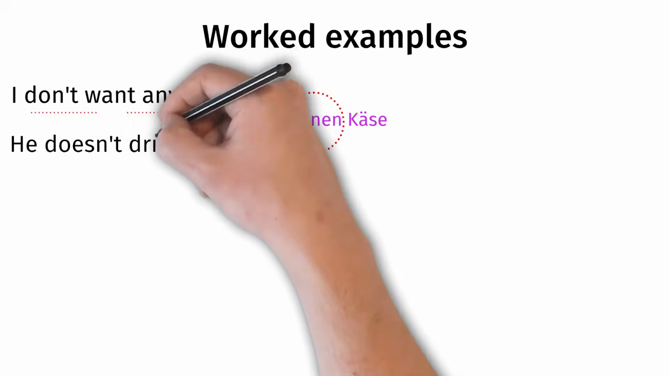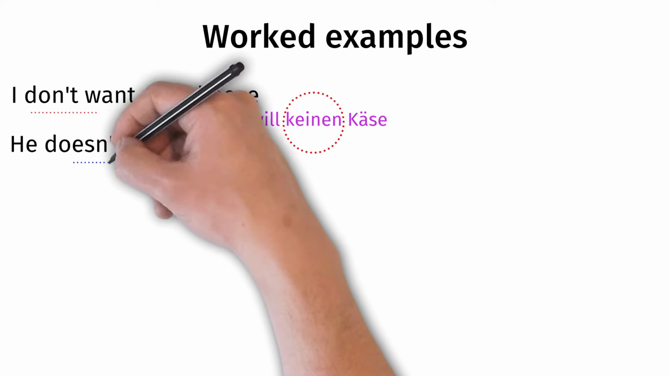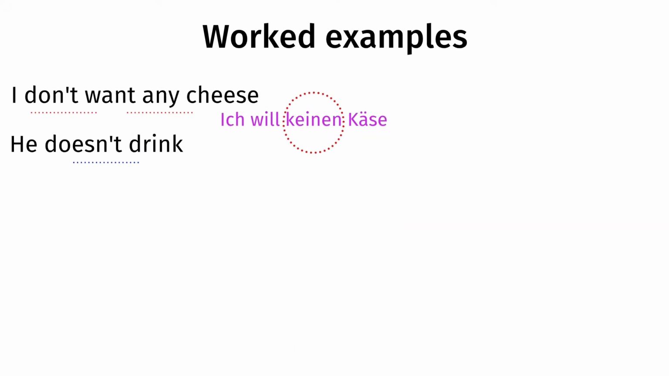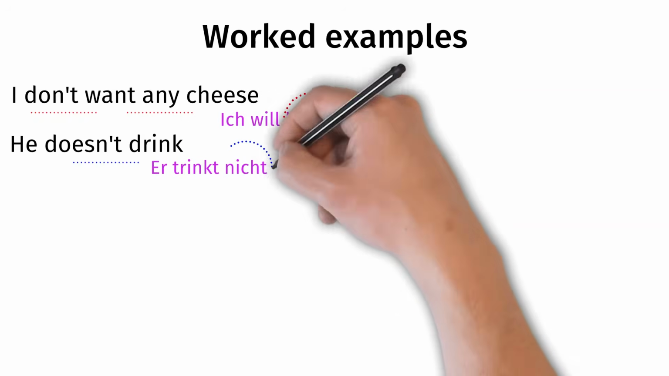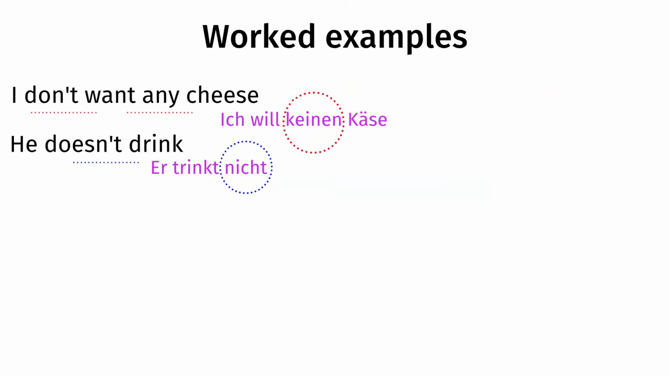He doesn't drink. Now, not is contracted there with an apostrophe, but is it a variation of not? No, it's actually not. It's just the normal word not with nothing else. You couldn't put not any or no in there, and so we just use nicht. Er trinkt nicht. Notice that the nicht simply goes after the first verb, because that's what it refers to.